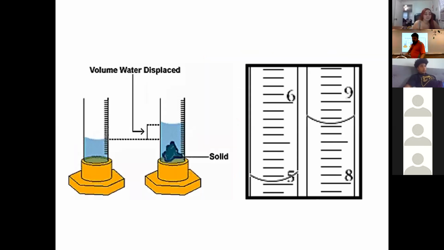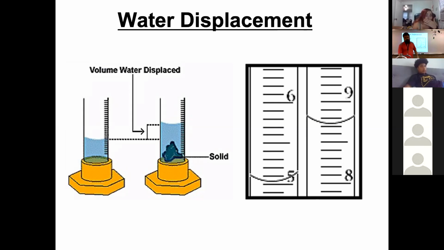Now, what if I had something like this? So you can't see it on the PowerPoint, but you can see it on the camera. If I had an object like this, well, this is bumpy and jagged. It's not a liquid, so I can't pour it into something. I'm not going to be able to measure it very easily. We've got a little trick. This is called water displacement.